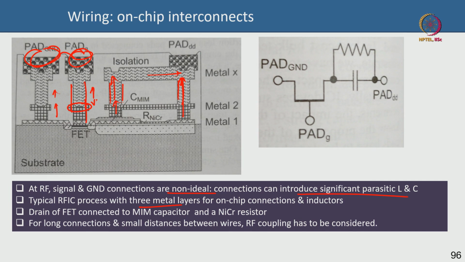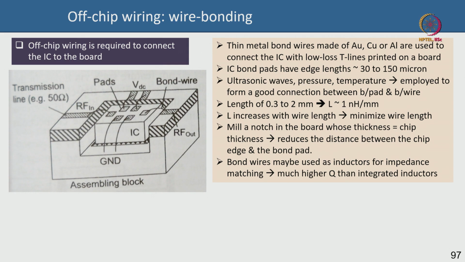Okay. And so this is an equivalent model. It is a pad ground, this is a pad ground, and then you have this is the pad drain, for instance. You can model it as a parallel or a shunt combination of a resistance and a capacitance, which are introduced by these on chip interconnects. Okay. Then you have off chip lines.